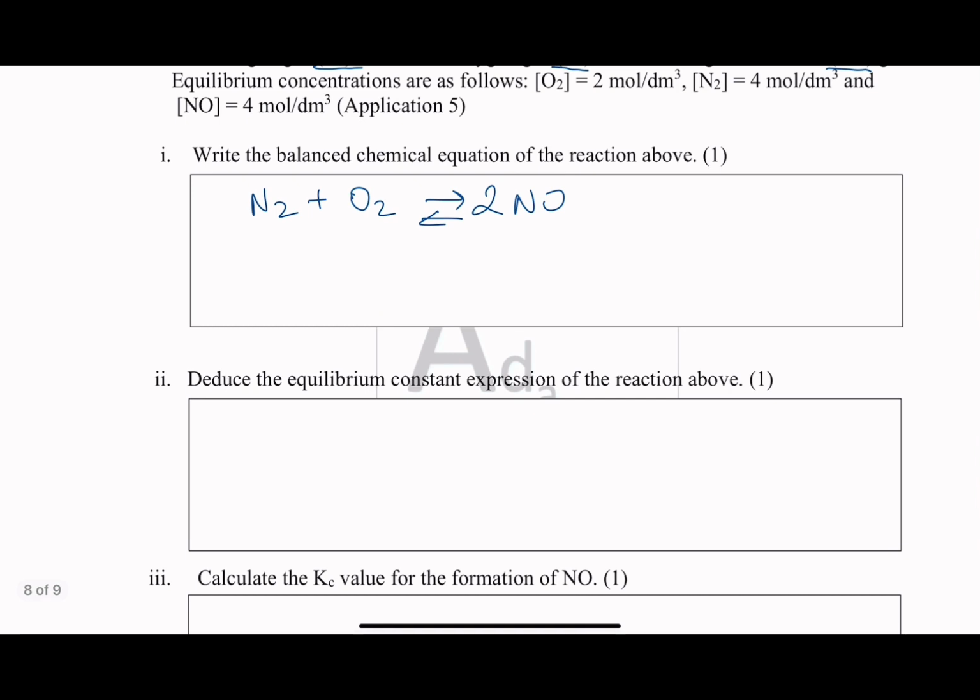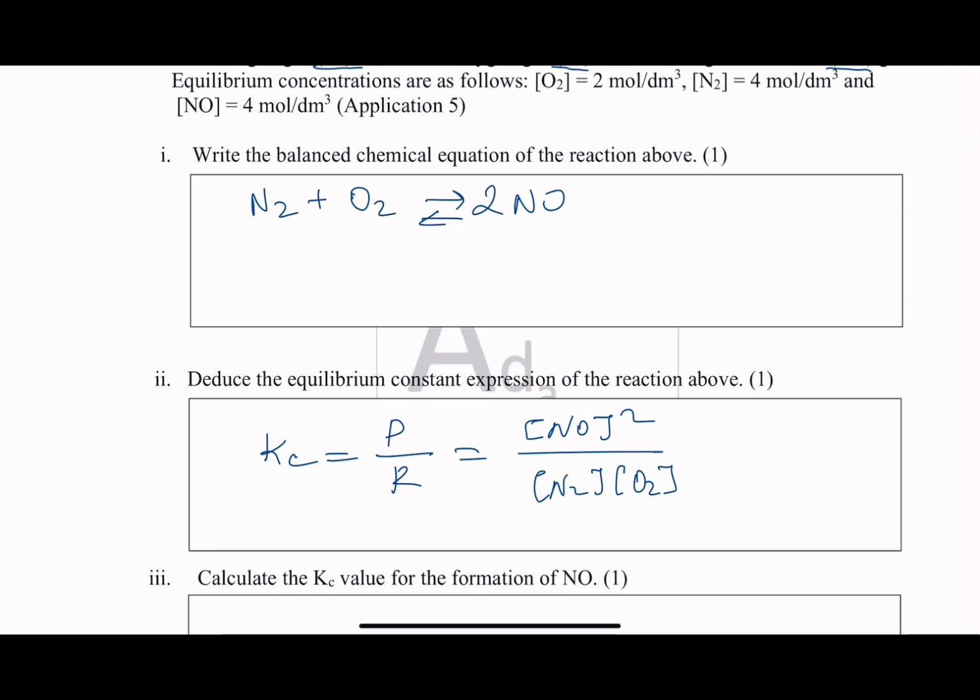Now it's asking us to deduce the equilibrium constant expression for the reaction above. We write Kc, products over reactants, and then we get NO to the power of 2, and then N2, and then O2 to the power of 1.